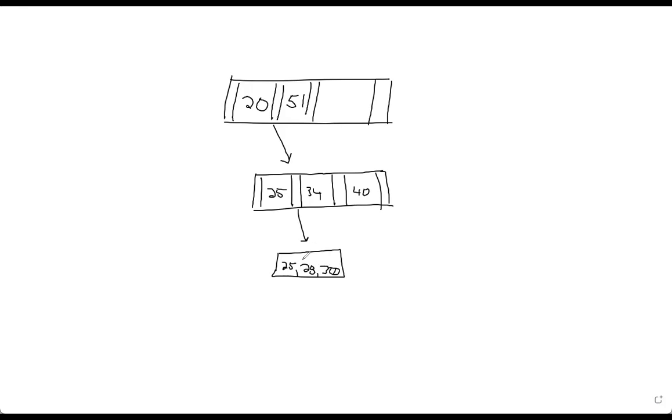It's because there's no room. The 31 would need to be in this one here, and it can't be. So to do this, we're going to have to rearrange things some. We're going to have to split the leaf and then split the parents.